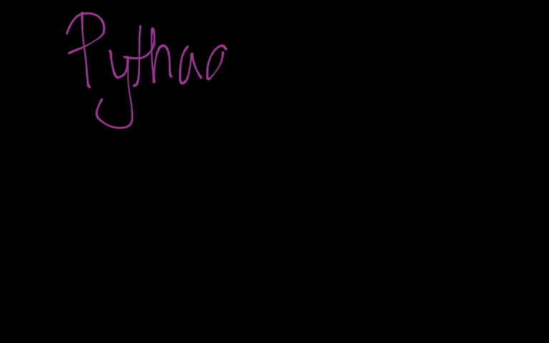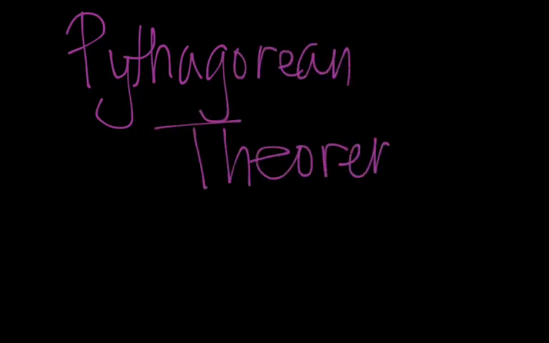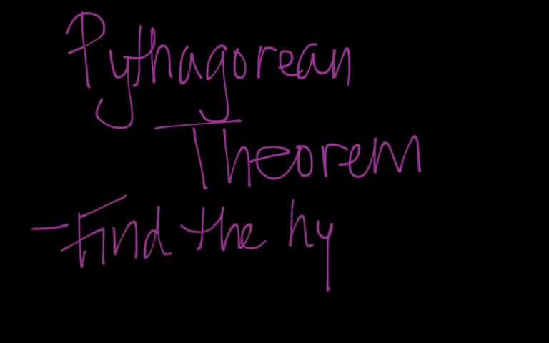So what we're going to look at today is using a formula. We're not going to be drawing any squares on each side. We're actually going to use the Pythagorean theorem to help us find our answers. So the way I want you to title your notes is Pythagorean Theorem, find the hypotenuse. That's how I want you to title your notes for today.